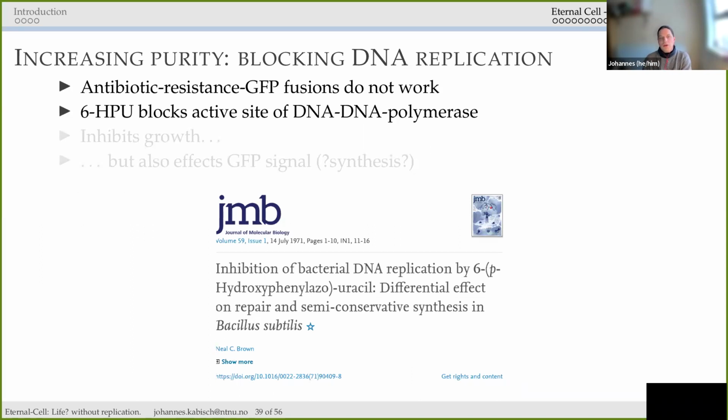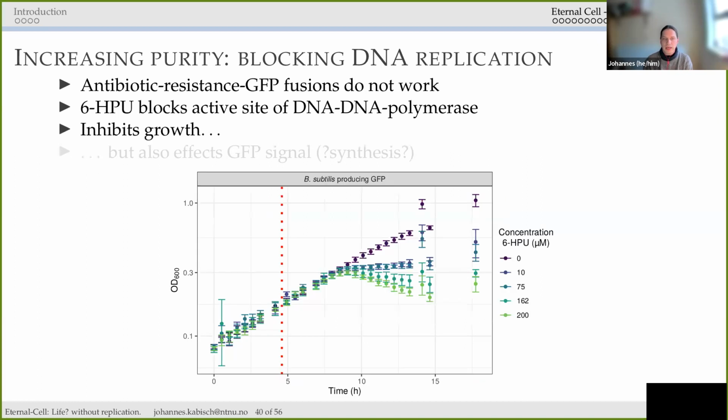Then we went back into literature and found this paper from 1971, which demonstrated that this compound 6-HPU can actively block the active site of the DNA polymerase. So we thought we would just try to do that. And we had some very nice students from the chemical department synthesize this for us. So it's not commercially available.